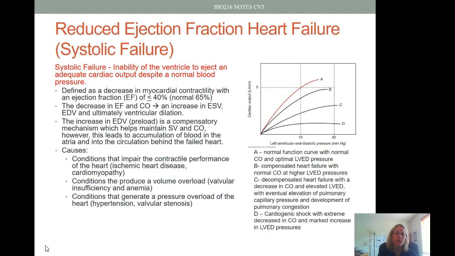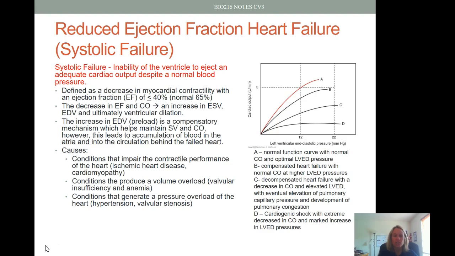One way we can define heart failure is whether it is systolic failure or diastolic failure. Systolic failure is also referred to as reduced ejection fraction heart failure. And this is when we have an inability of the ventricle to eject an adequate cardiac output despite a normal blood pressure. It is defined as a decrease in the myocardial contractility or efficiency of the heart to pump with an ejection fraction of less than or equal to 40%, whereas normal is 65%.